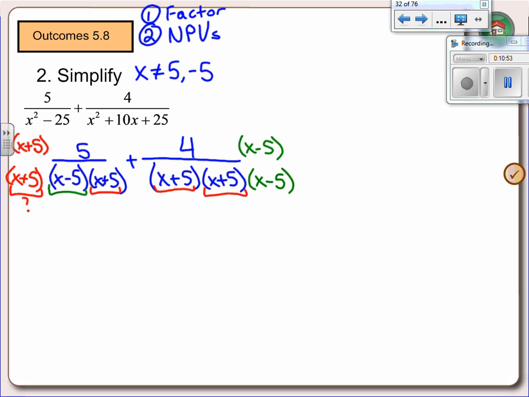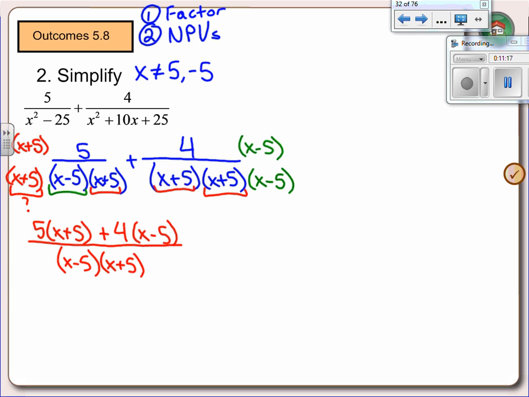Once you have a common denominator, you can write them together. So 5x plus 5 on the top, plus 4x minus 5 on the top, all divided by x minus 5, x plus 5, and because there's two of them, instead of writing it out twice, I'm just going to say x plus 5 squared.